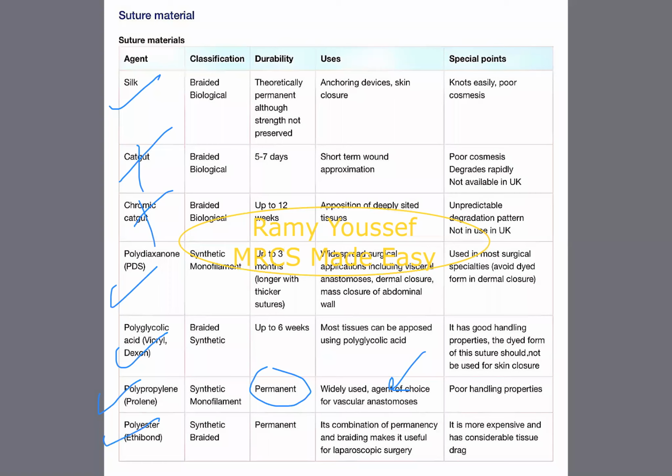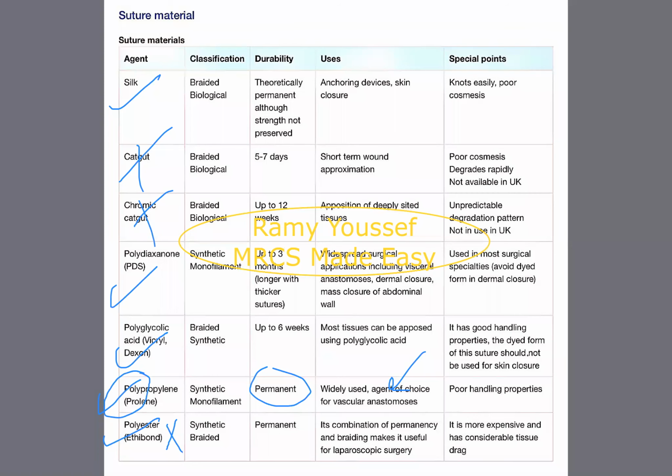Ethibond, we don't use it so much in our work. I think I haven't used it in all my life. We just use it for large tendons, used by orthopedics, like the Achilles tendon, because it's very tough, synthetic, permanent. It's also expensive, and you will not have any question about it.